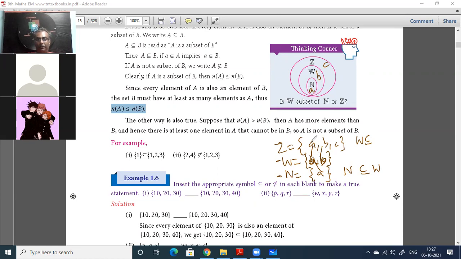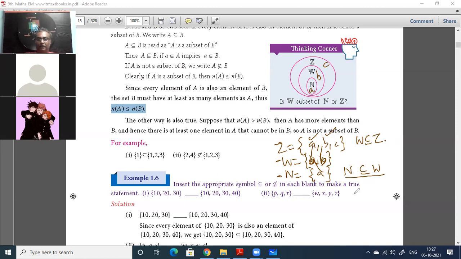All the elements in W are present in Z. So W is a subset of Z. N is a subset of W. But W is not a subset of N.